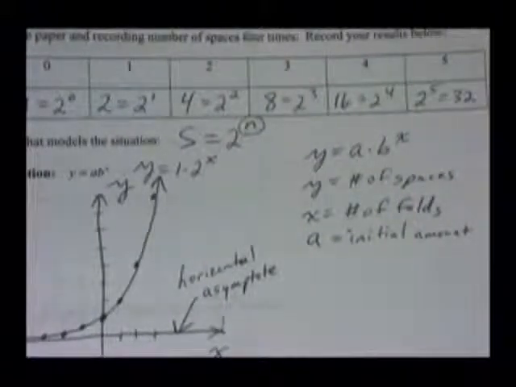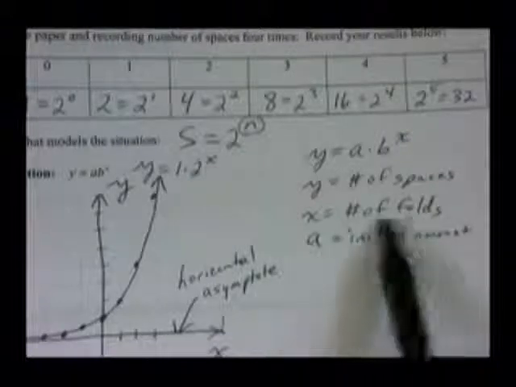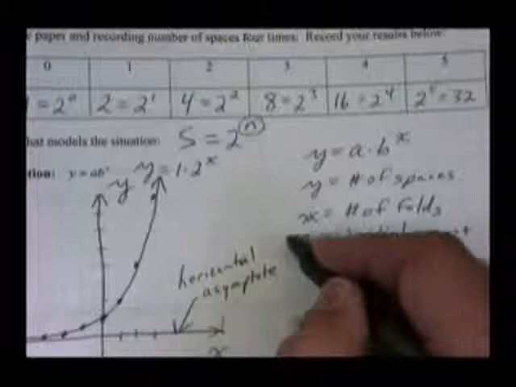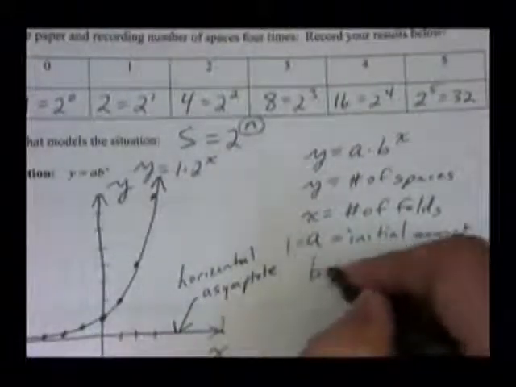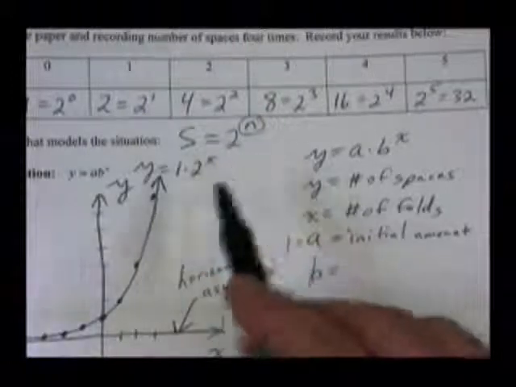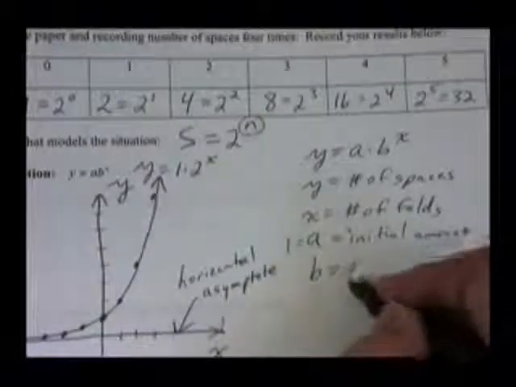The A, which is 1, we call that our initial amount. In other words, when you start with a piece of paper that has no folds, 0 folds, the initial amount of spaces is 1, and that's what our value for A is. And then B was what was happening every time. It was how fast the number of spaces was growing. So we call that our growth rate.